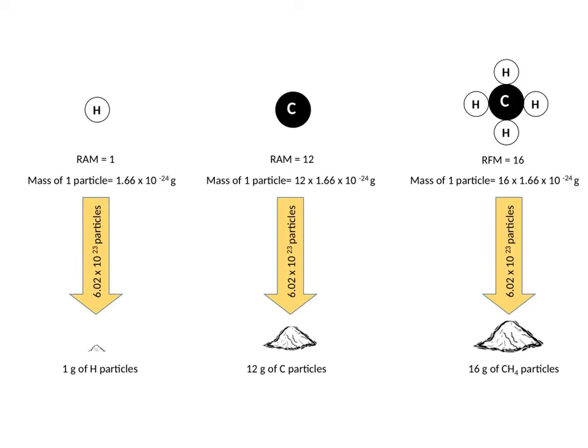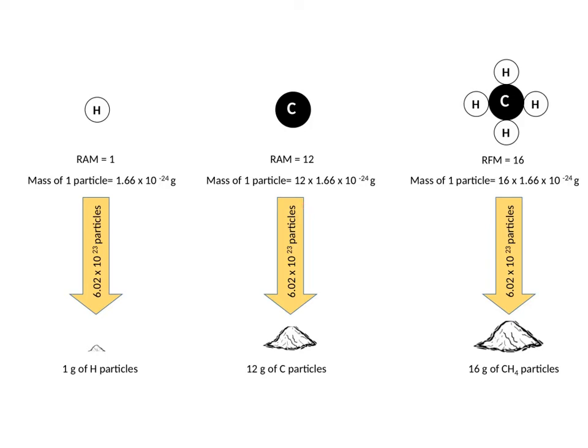But what that means is, a carbon atom weighs 12 times as much as a hydrogen atom. So we take that 1.66 times 10 to the minus 24, a really small number, and we times it by 12. That gives us the mass of one carbon atom. So if we take this 1 gram and times it by 12 and have 12 grams of carbon, that would contain the same number of particles as 1 gram of hydrogen.